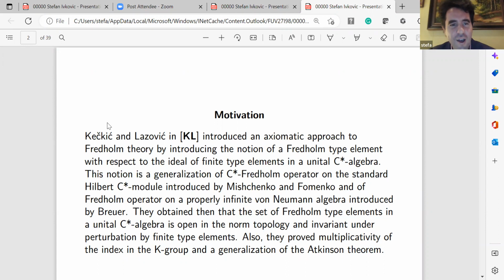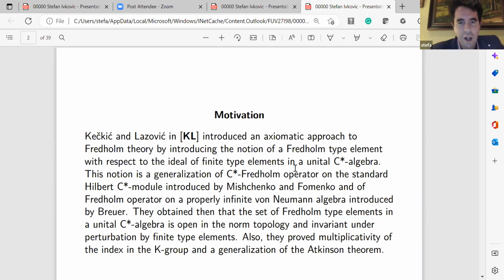Keckic and Lazovic, two mathematicians from Belgrade, introduced an axiomatic approach to Fredholm theory by introducing the notion of a Fredholm type element with respect to the ideal of finite type elements in a unital C-star algebra. Later, I shall explain what finite type elements and Fredholm type elements really mean, but they wanted to study, in arbitrary C-star algebras, Fredholm elements, so not concrete operators, which we know from before, Fredholm operators, but arbitrary elements of C-star algebras.